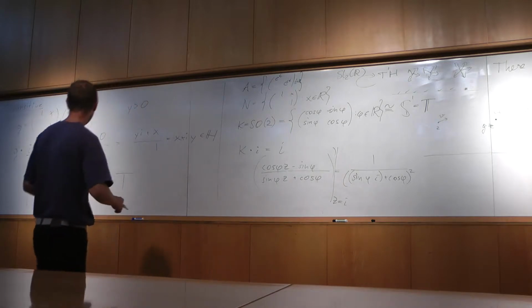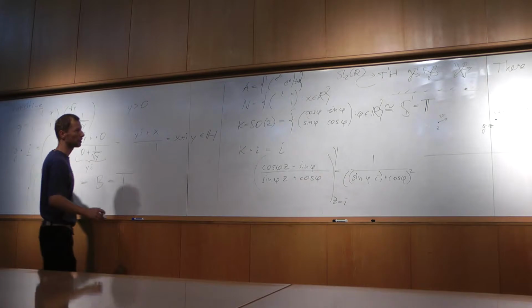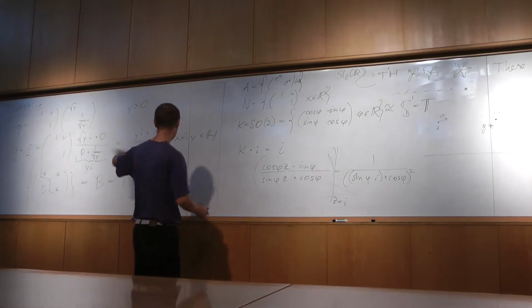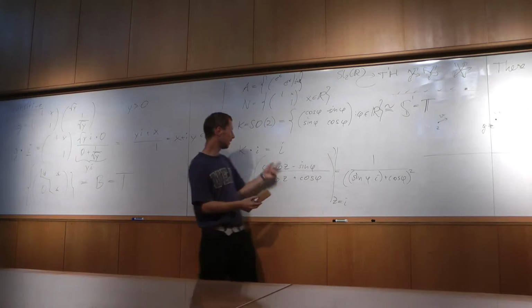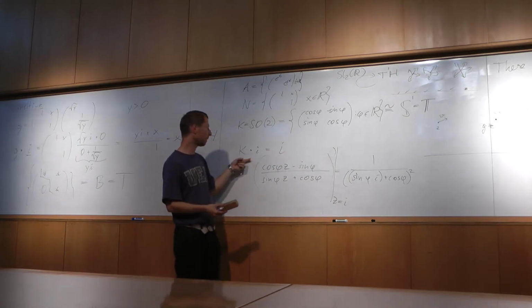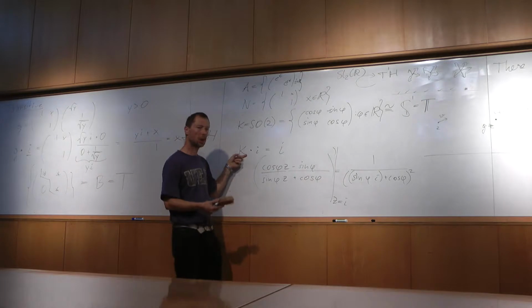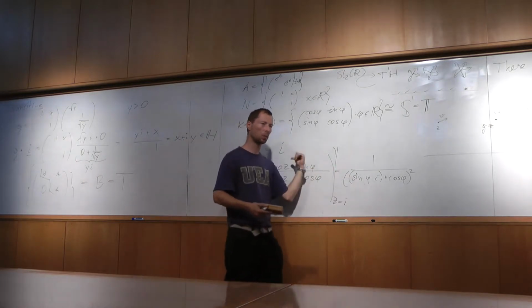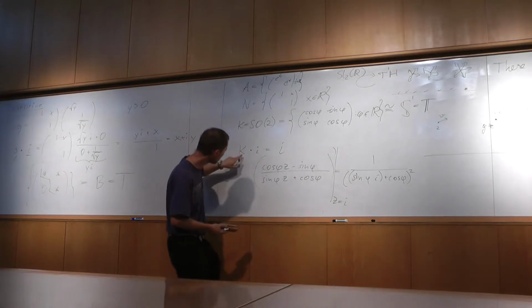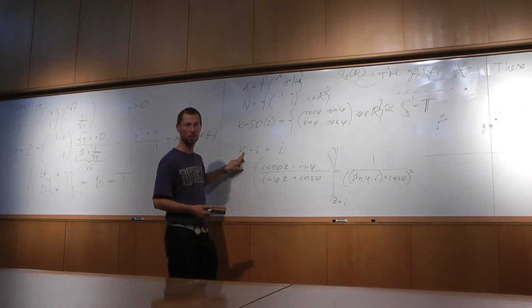And the action is transitive, which is great, but not simply transitive, meaning, for instance, i has a huge stabilizer. And actually, you can use the same calculation sort of backwards and realize that the stabilizer is precisely SO2.